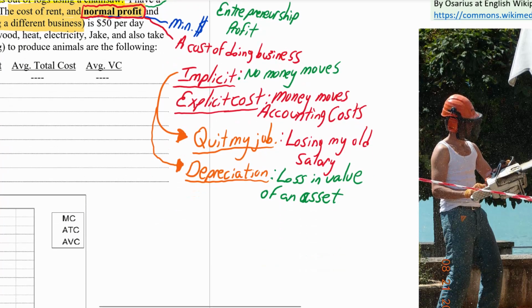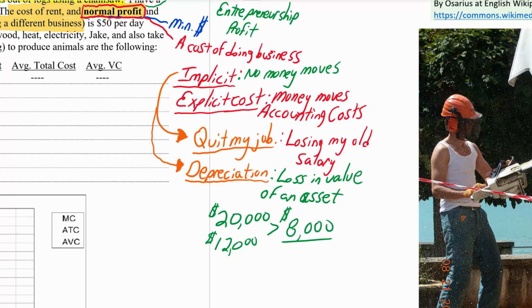So for example, if I had a pickup truck that was worth $20,000 last year, and now, since I've used it for a year in my business, now it's worth $12,000 after I've used it, then that depreciation is clearly going to be $8,000. It's how much the value of the truck has gone down because I used the truck for a year in my business.